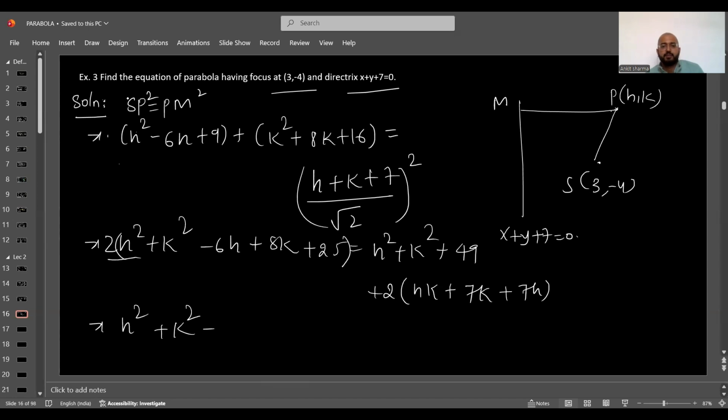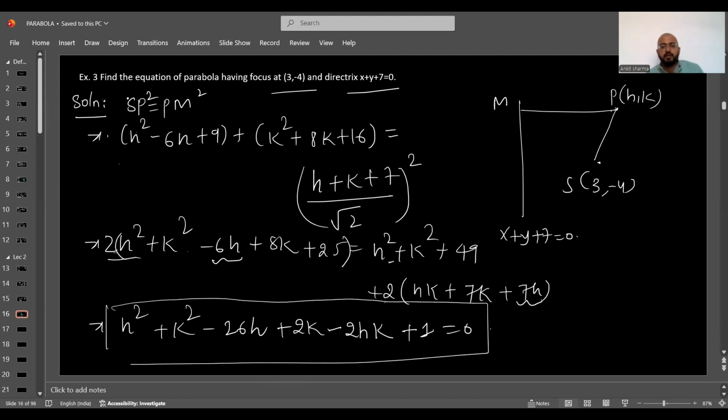See, 2h square minus h square is h square, 2k square minus k square is k square, minus 12h and minus 14h is minus 26h, and then this is 16k minus 14k. So 16 minus 14 is going to be plus 2k, and then you're left with 50 minus 49, which is plus 1, and then we have here minus 2hk is equal to 0. So this is the required equation of parabola.